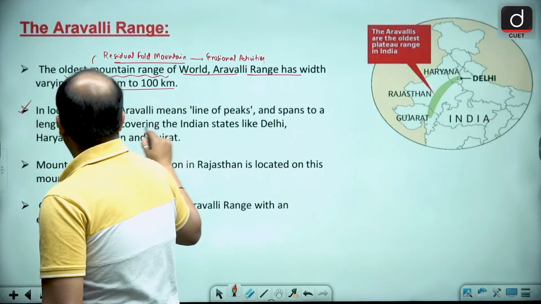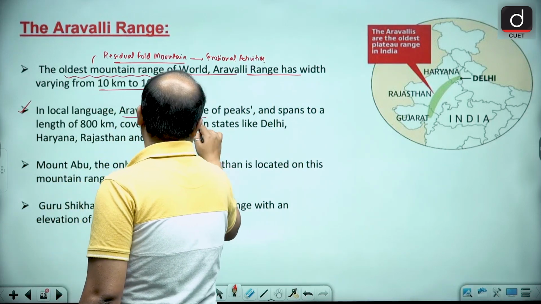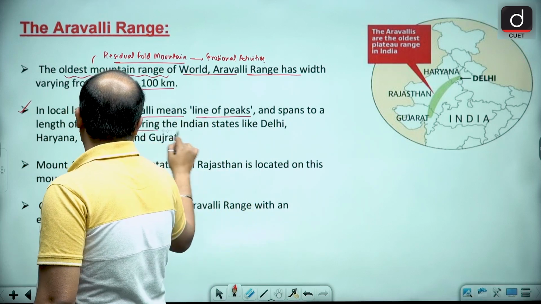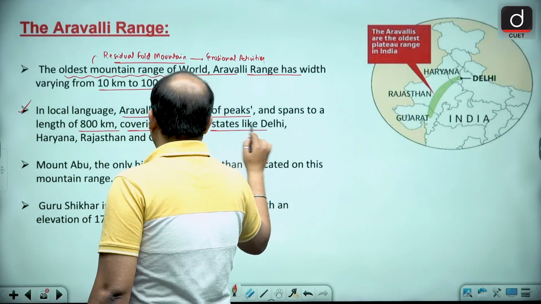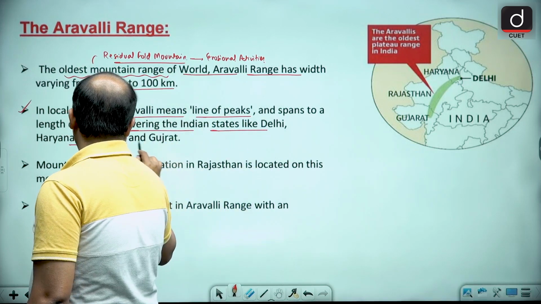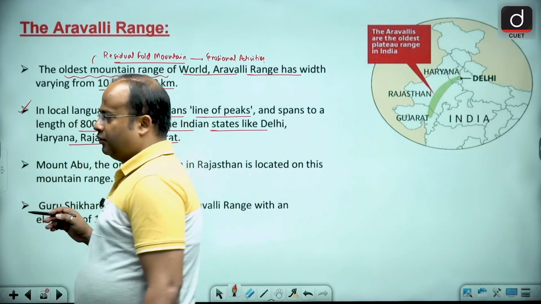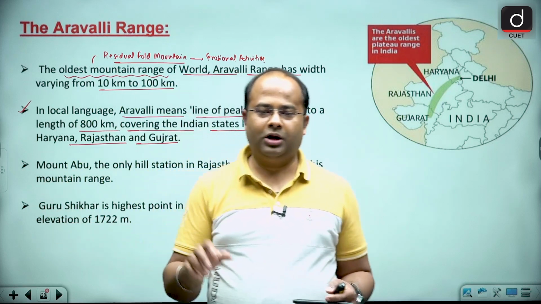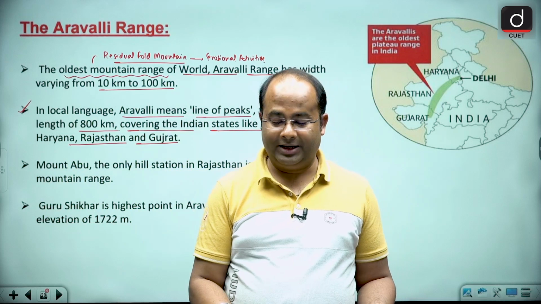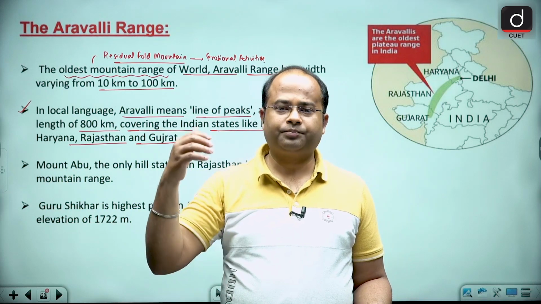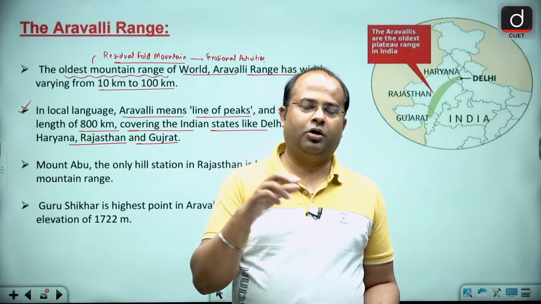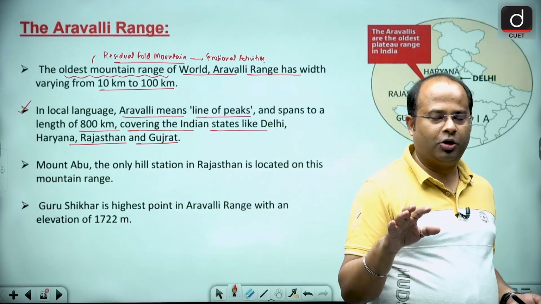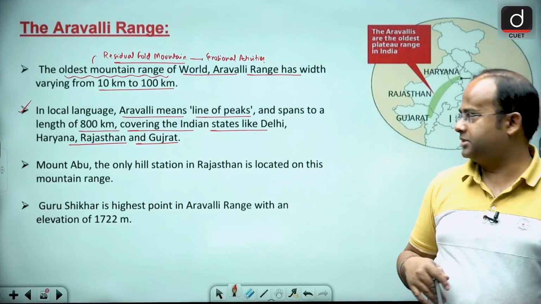Now in the local language, Aravalli means the line of peaks, and it spans a length of 800 km covering Indian states like Delhi, Haryana, Rajasthan and Gujarat. So there you will find the Aravalli hills. In Delhi, all the important places, like Rashtrapati Bhavan, the old Parliament building, and the North Block and South Block, are all on the Aravalli Hills.